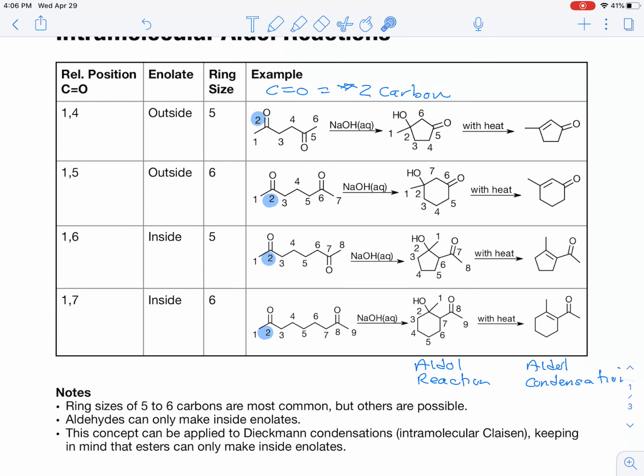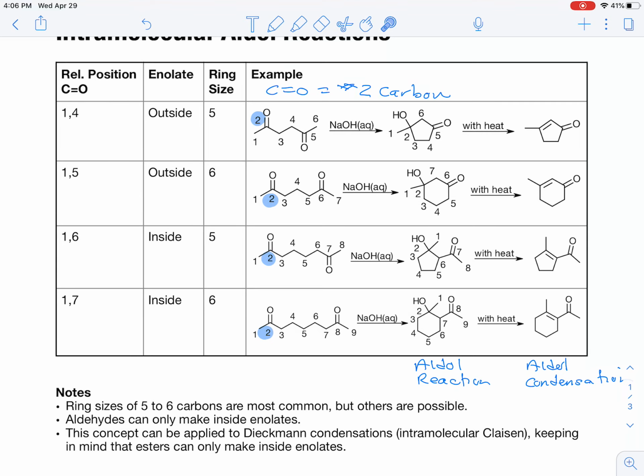So the way this table is set up, I have the relative position of the two carbonyls. So you have a 1,4, 1,5, 1,6, 1,7 carbonyl. Whether the product that forms a 5 or 6 membered ring results from an outside enolate or an inside enolate, the ring size that you end up with as a result, and then I go through an example of each.